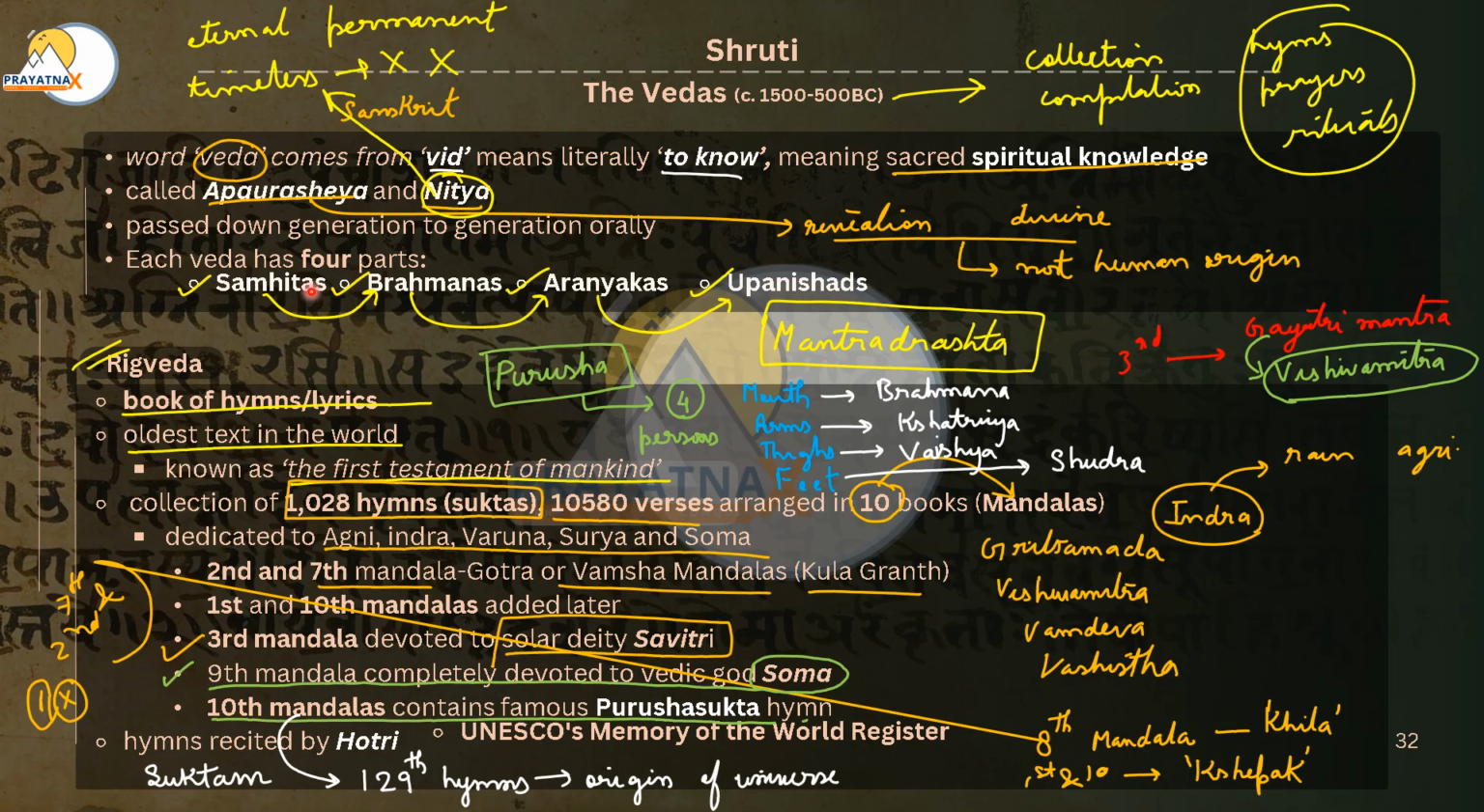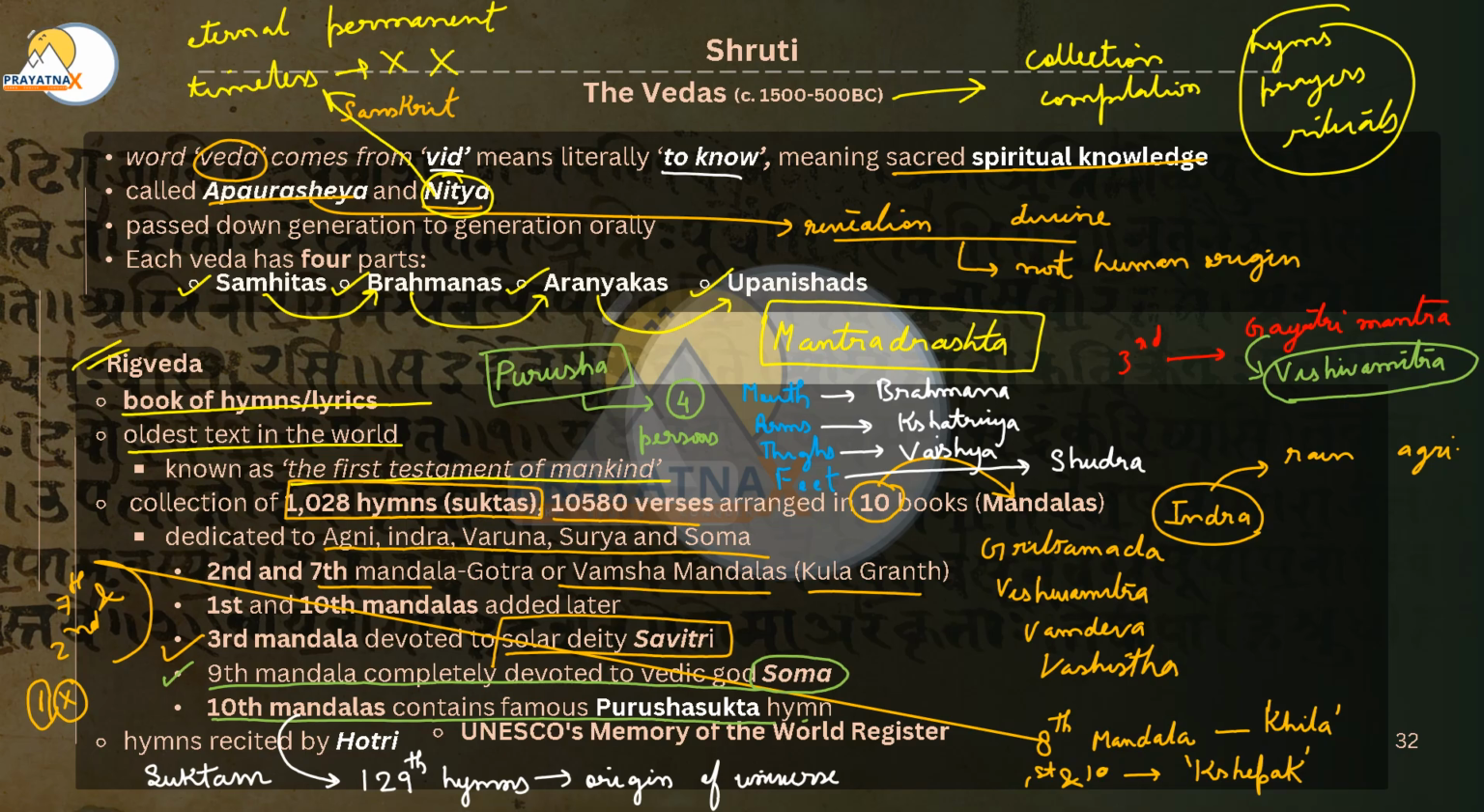Now, like I already mentioned, the Vedas have 4 parts: Rigveda, Yajurveda, Samaveda, and Atharvaveda. For Rigveda, you'll see it is nothing but a book of hymns or lyrics.